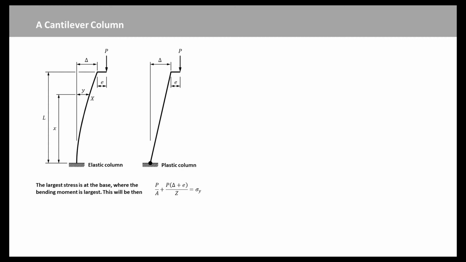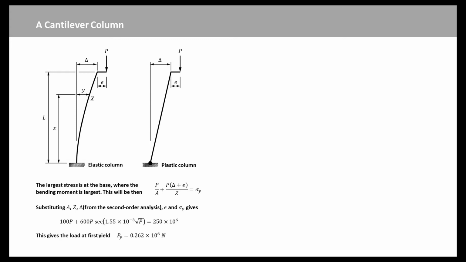This will be shown as this equation, where the first term is the axial stress, and the second is the largest bending stress. Substituting A, Z, delta from the second-order analysis, E and sigma y gives this equation. This rather complicated equation can be solved by trial and error. This gives the load at the first yield Py equal to 0.262 times 10 power 6 Newton.